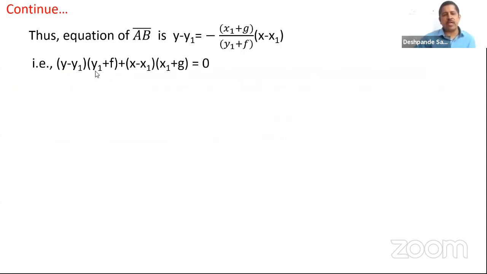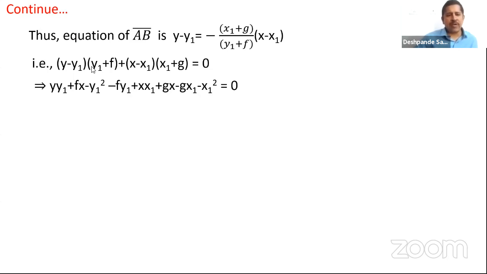So (y − y1)·y1 + f + (x − x1)·x1 + g is equal to 0. So you can multiply this: y into y1, then f into (y − y1), then −f y1, then x into x1, then g into (x − x1), then −g x1 is equal to 0.